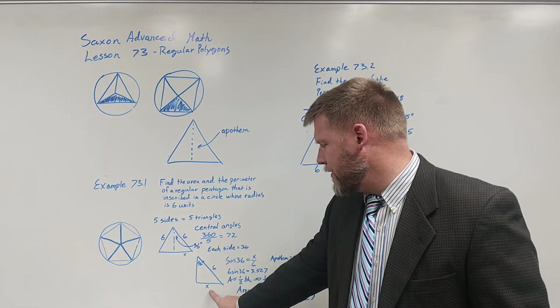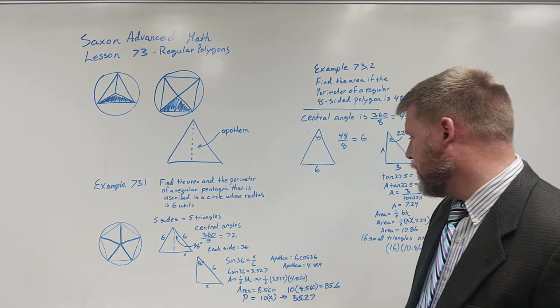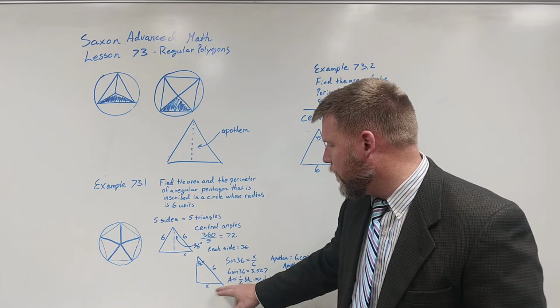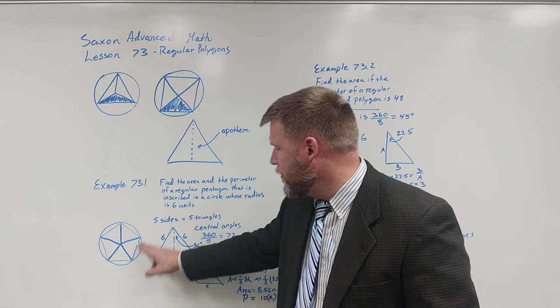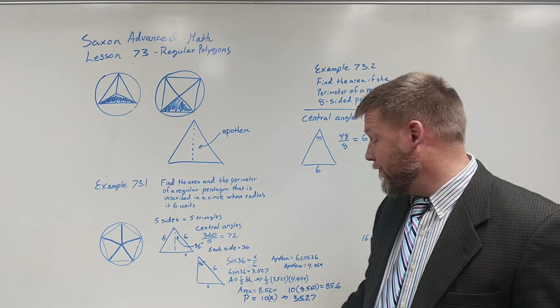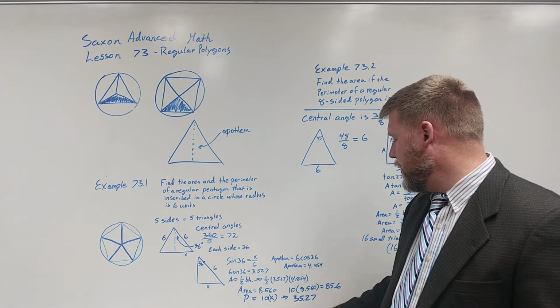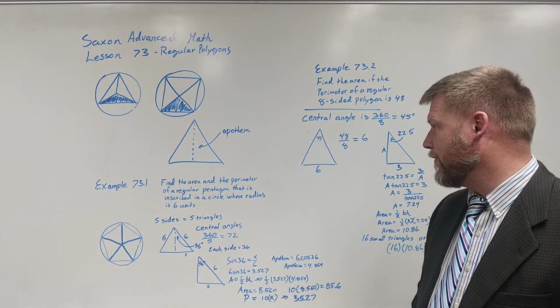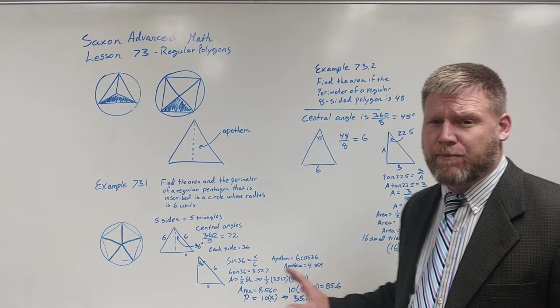Well, if I know what x is, which we solved for, we can say that there are how many of these x's all the way around? Once again, there's 2 on this line, 2 on this line, 2 on this line, 2 on this line, 2 on this one. 2 times 5 is 10, so I have 10 of those, and the length of 3.527 times 10 is 35.27.